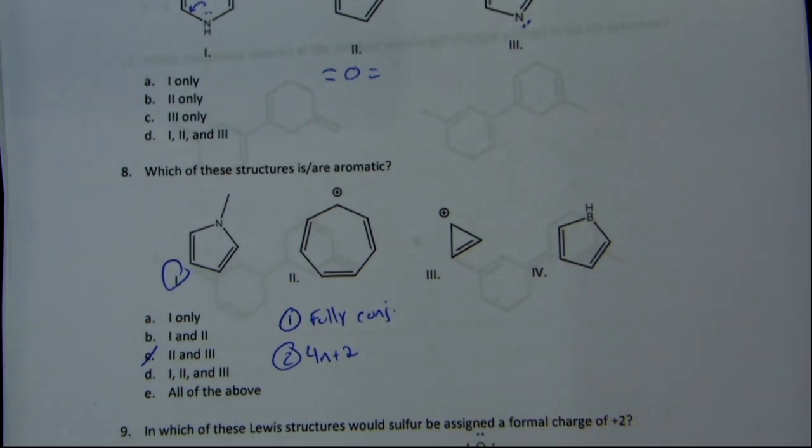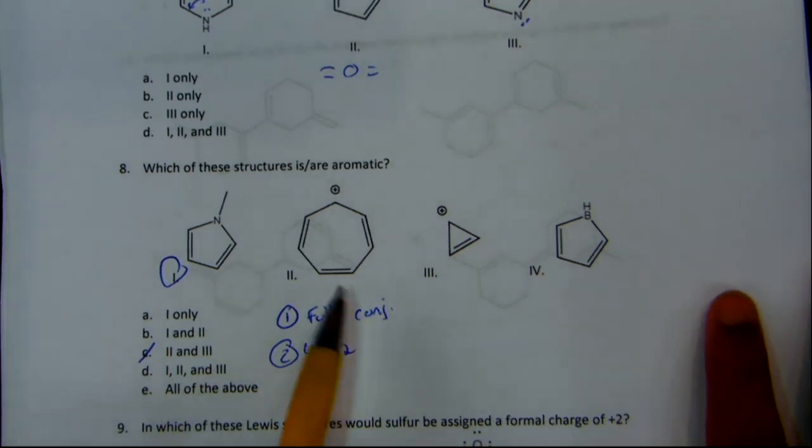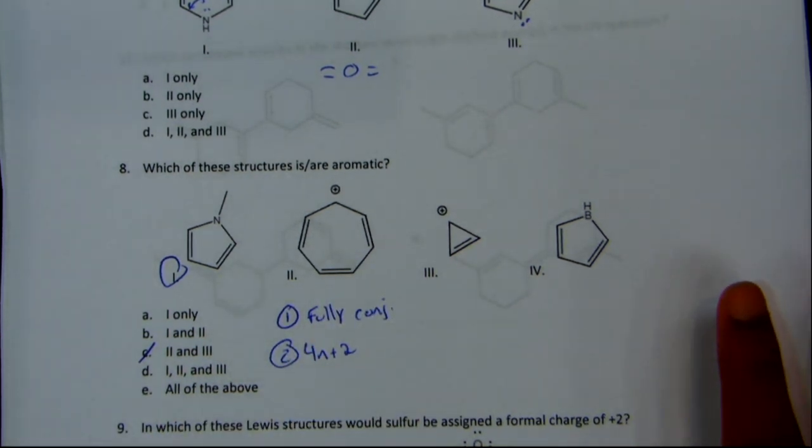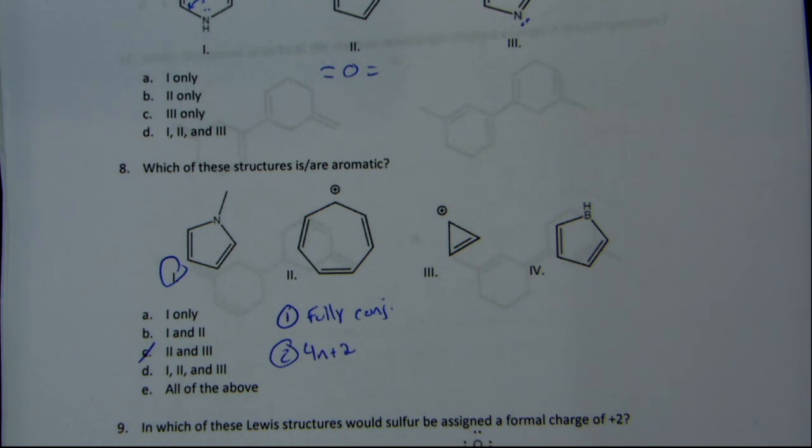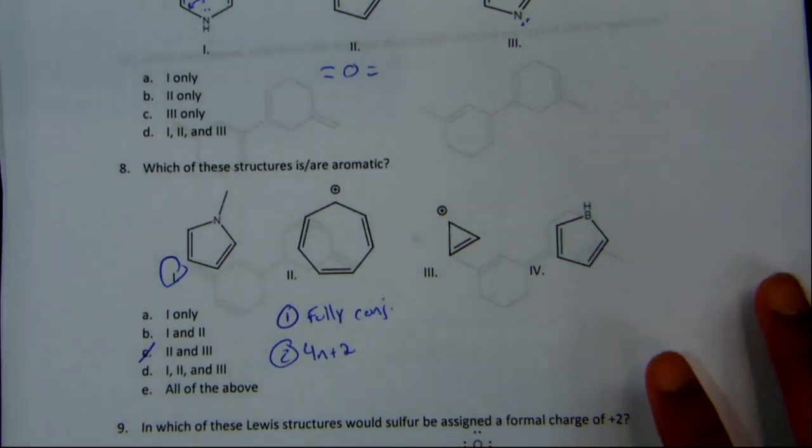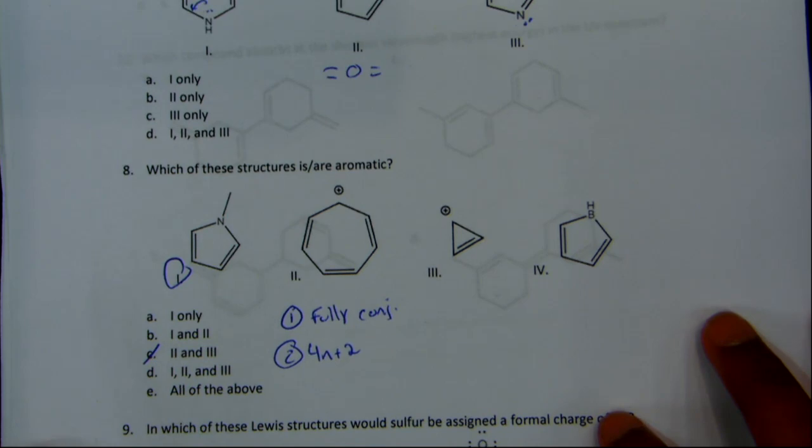Okay, so we're still on this question, right? Okay, so what about 3? Is that aromatic? Yeah. Good, does that make sense to everyone? 4n plus 2, if n was 0, I would equal 2. Okay, so 3 is aromatic.